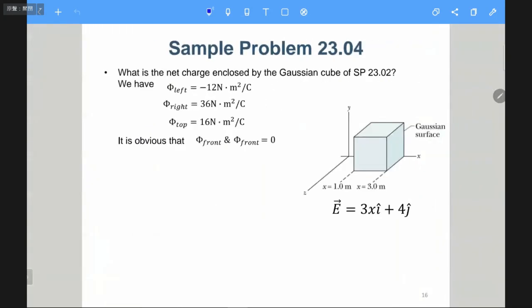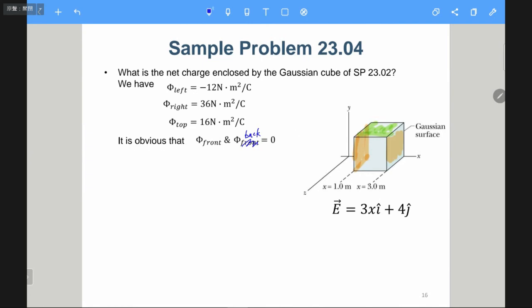Okay. So next, we consider another sample problem. It is the sample problem we just faced. It asks what is the net charge enclosed by this cube? So just now we already found phi left, phi right, and also phi top. So actually, we still need to find front and back. This is back. Front and back. Why is it 0? Why is it obviously 0?